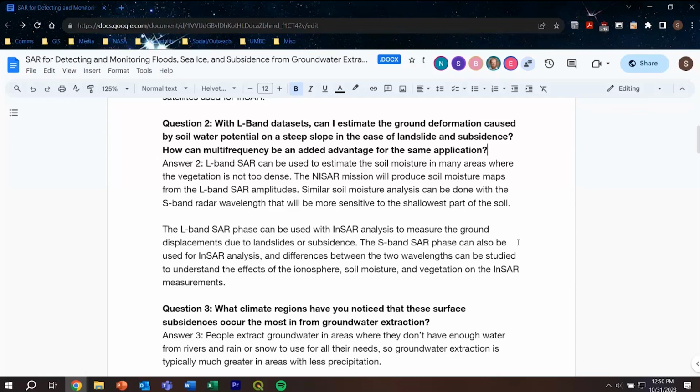The S-band SAR phase can be similarly analyzed for InSAR displacements, and that should give approximately the same result, but the differences between the two radar wavelengths will allow us to better understand the effects of the ionosphere, and the effects of soil moisture and vegetation on the InSAR measurements. Those are aspects that are kind of more advanced, but it could be useful in the future.